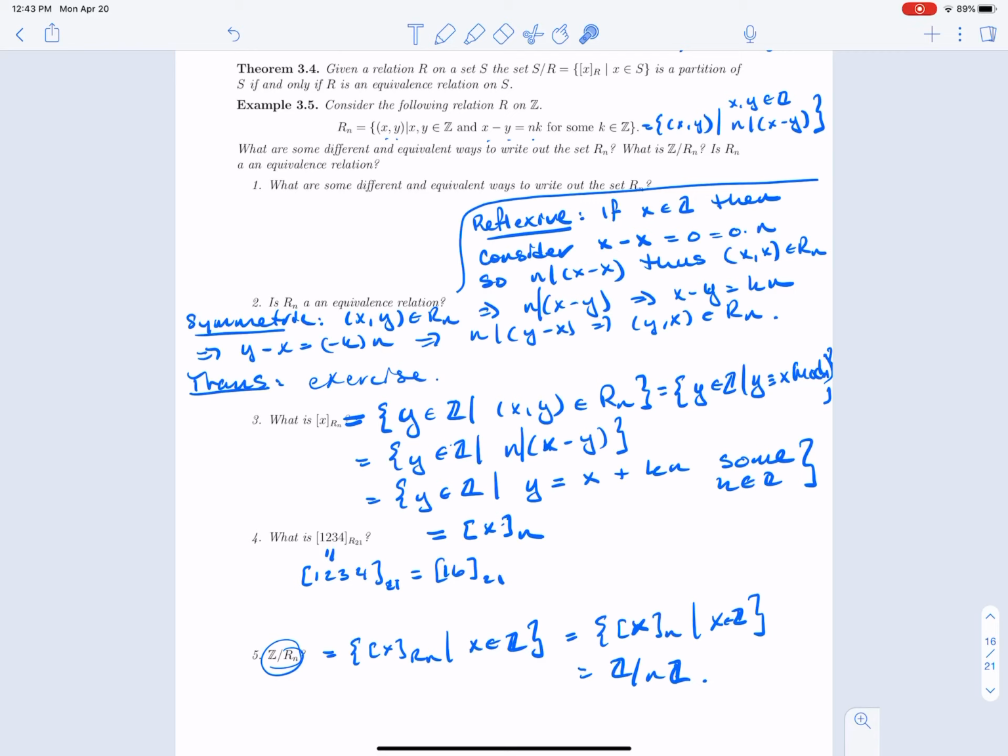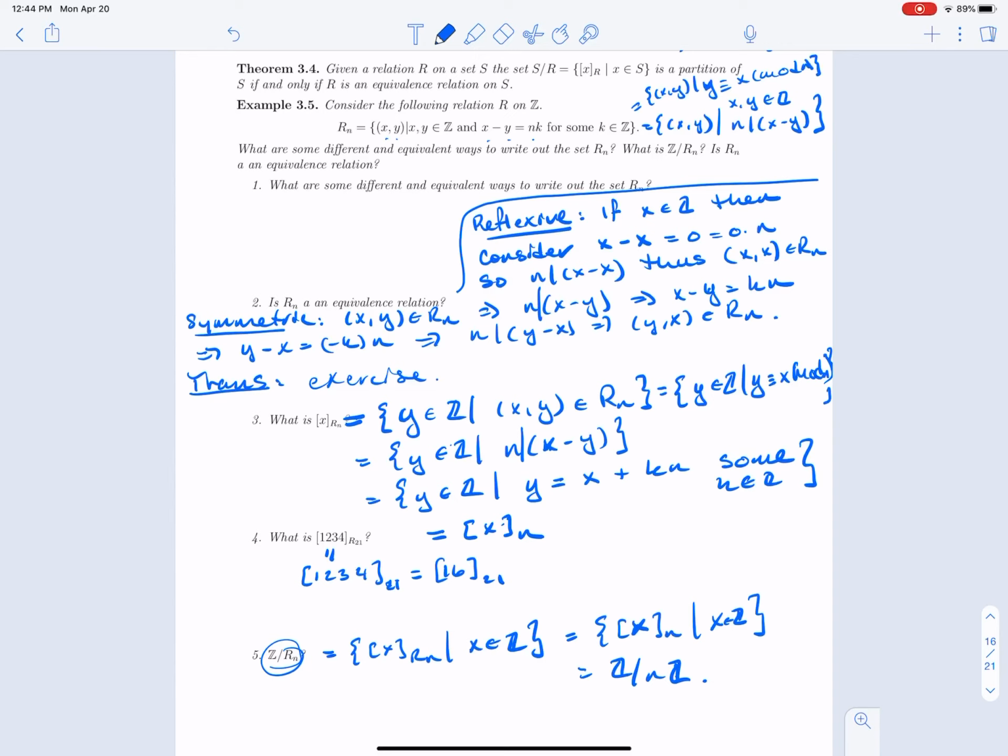So what we did was then we looked at this example of the relation that says that two integers are related when their difference is a multiple of n for some fixed n. This n is the same as that n, which is the same thing as saying n divides their difference. And what we noticed was this was also the same thing as the set of all x, y such that y is congruent to x mod n.